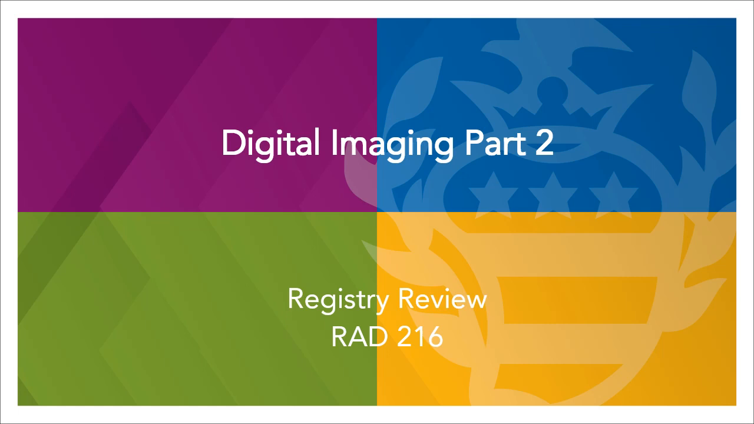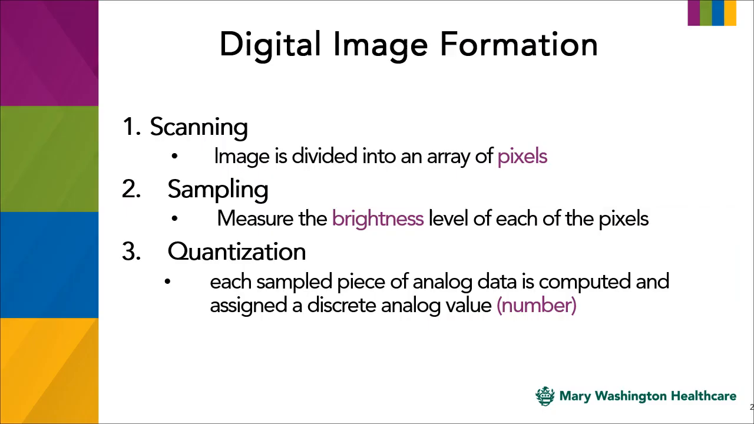This is part 2 of digital imaging. Digital image formation. The first step in digital image formation is scanning. The image is divided into a display array of pixels. Number 2 is sampling, and that's where we measure the brightness level of each of the pixels. And number 3 is quantization, where each piece of analog data is computed and assigned a discrete value, which is a number.